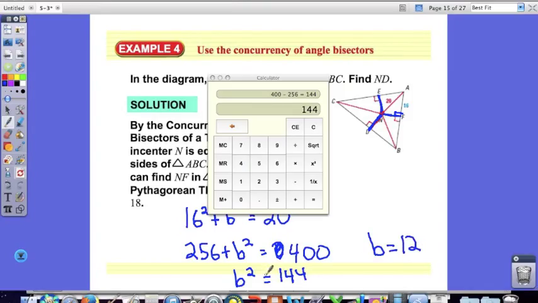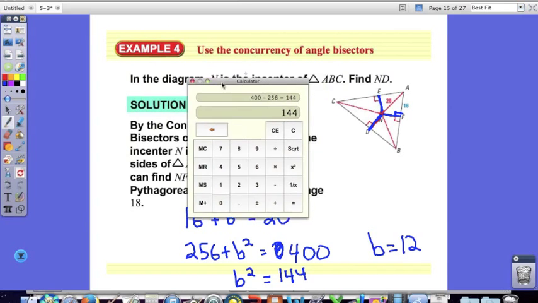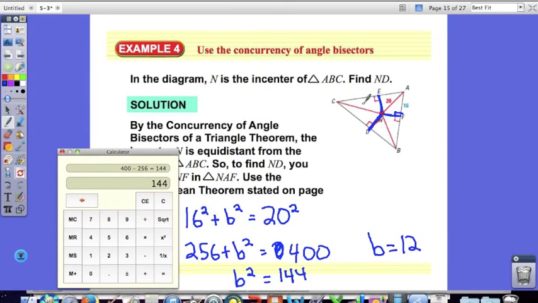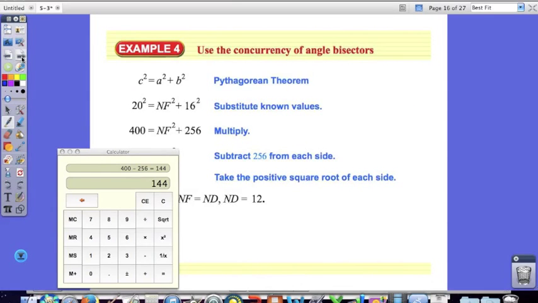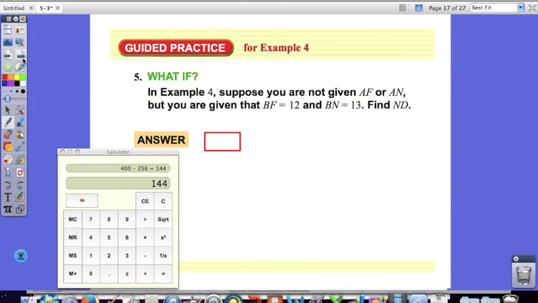Even though mathematically you could have negative 12, you cannot have negative 12 as your answer for the length of a segment of a triangle because we do not have negative length. Length and distance always have to be displayed as a positive number. And there they take you through that Pythagorean theorem.